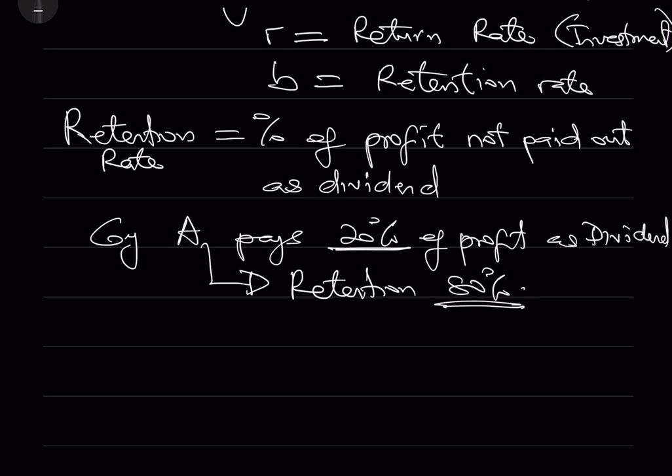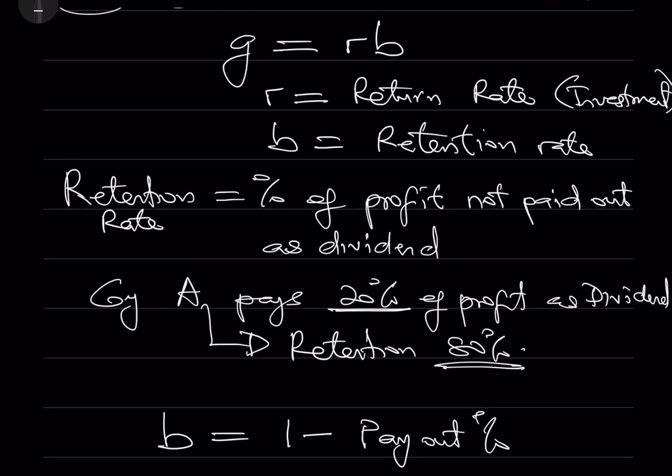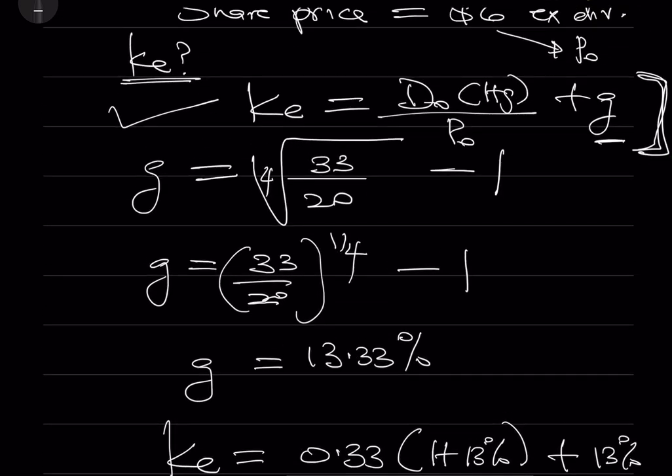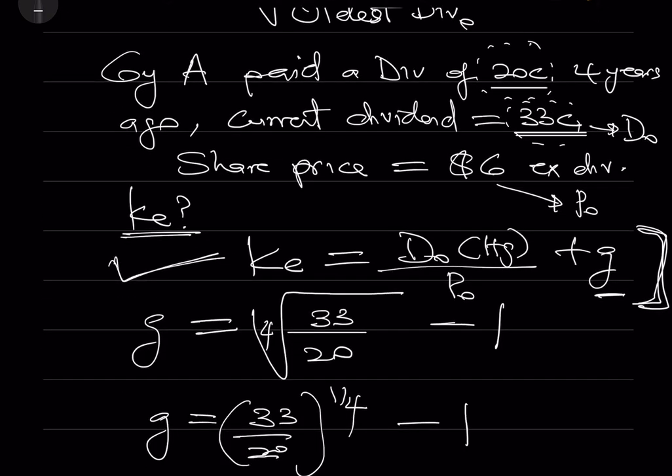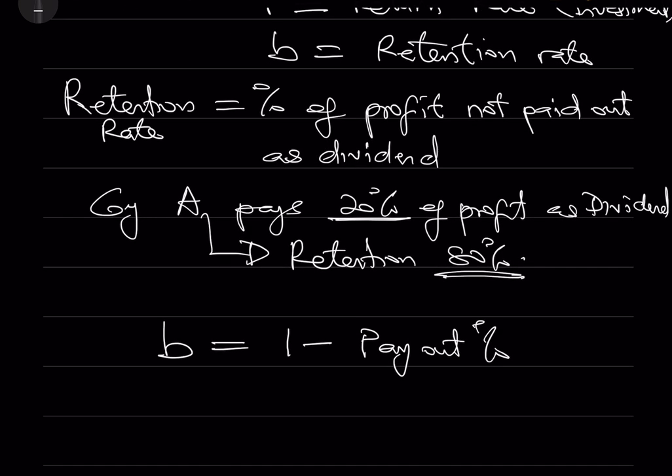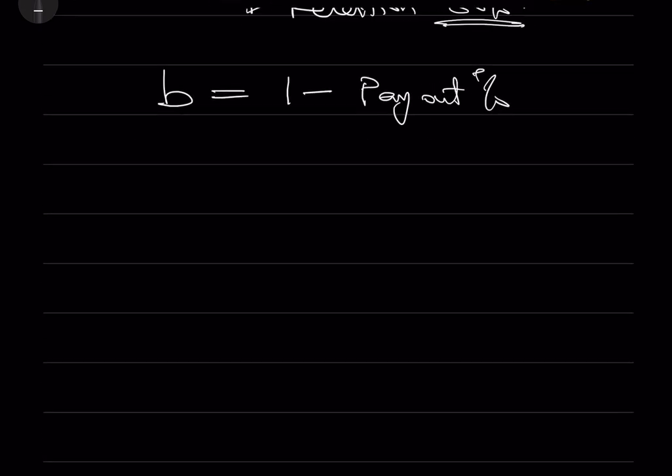Another way to say it is that retention rate, which is B, is equal to 1 minus payout percentage. That's another method of calculating your growth rate. Once you calculate the growth rate, then you can apply the formula of cost of equity that needs the use of G, when dividend is always growing. And that is it for dividend model.